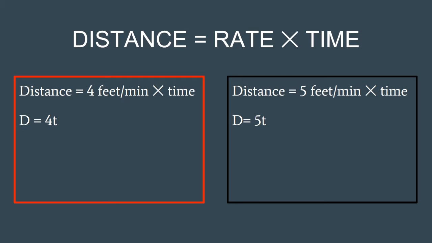For the red ants, because their rate is 4 feet per minute, the rate is 4. Time is unknown, so we will use the variable t for the time. Therefore, their distance traveled at a given time is 4t. For black ants, their rate is 5 feet per minute. Therefore, their rate is 5. Once again, their time is undefined, so we will plug in t for time, which means their distance traveled at any given time is 5t.